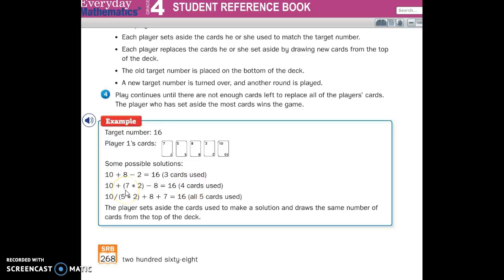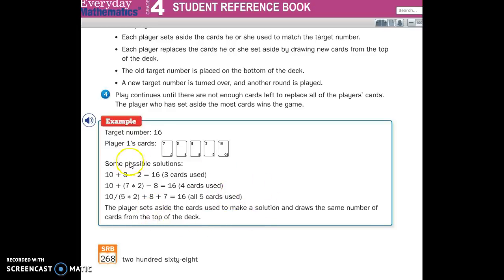Okay. We also have one here with parentheses, so saying do this first. So we have 14, so 10 plus 14 is 24, minus 8 equals 16. That used 4 cards. You can also see one here. 5 times 2, that's 10. 10 divided by 10 is 1, plus 8, 9, plus 7, 16. That used all 5 cards, boys and girls.